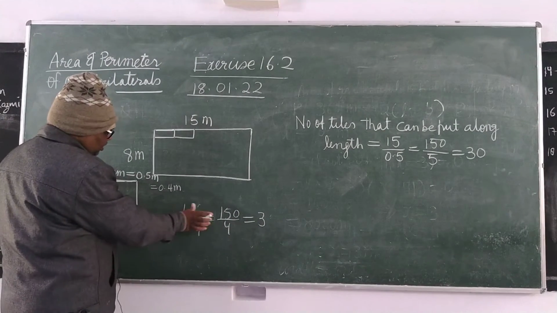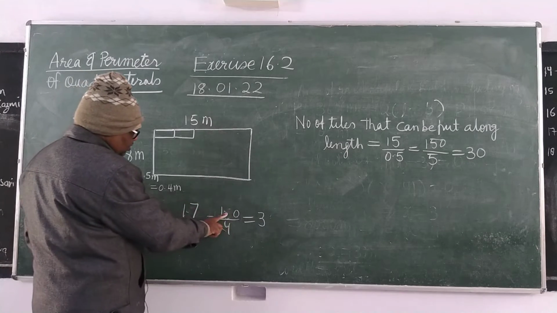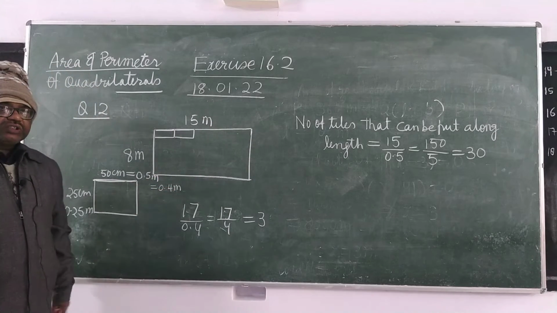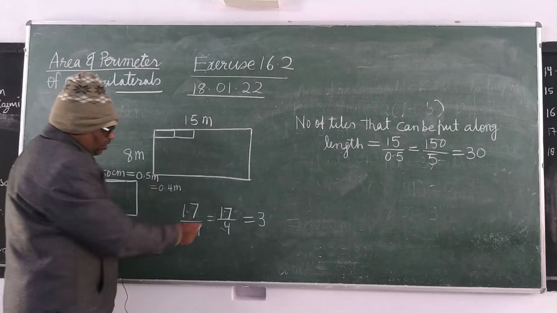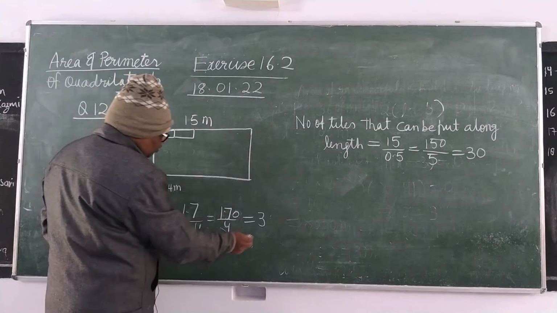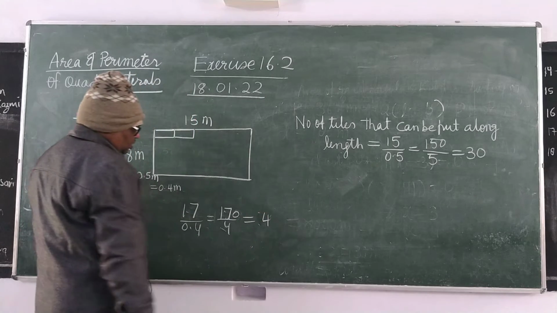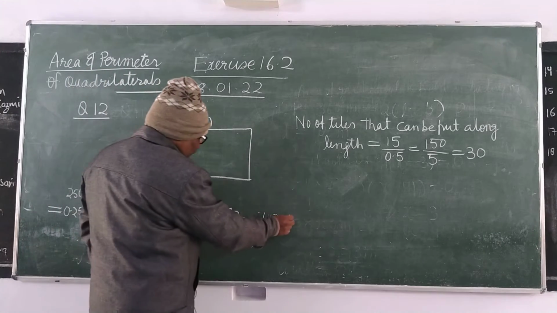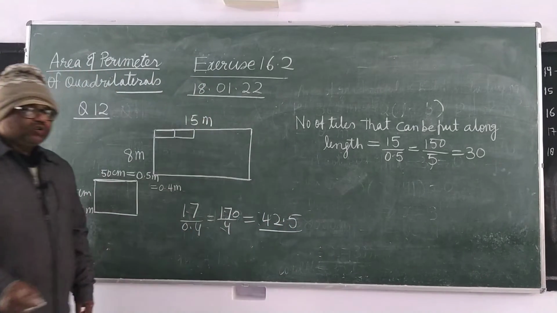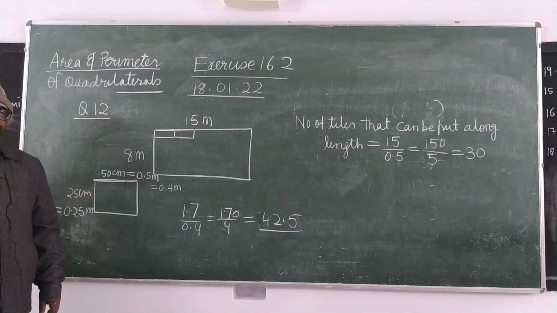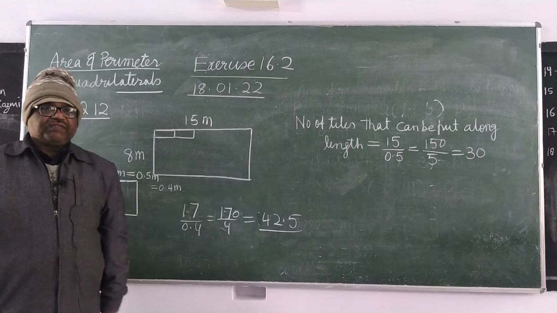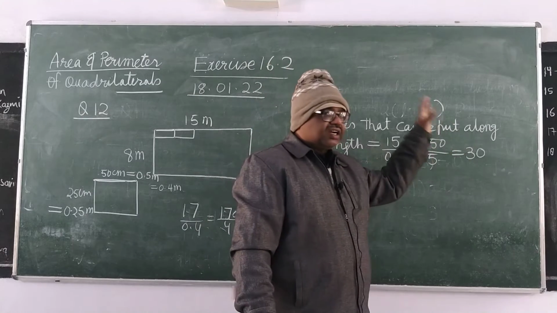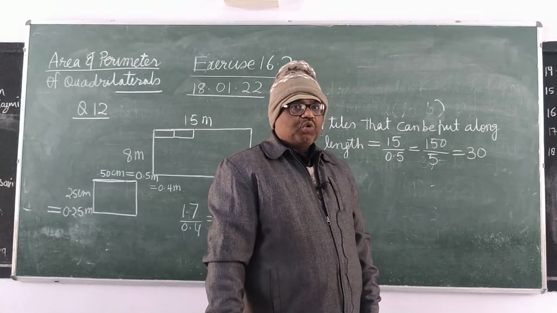You take it 17 meter I am taking. Suppose the length is 17 meter and each tile is covering how much length? 0.4 meter. So it will be 170 upon 4. Then number of tiles comes out in decimal. So what will you do? You will take 43. It's clear? Means if this number comes on dividing, it comes in decimal, you will take in whole number. It's clear?